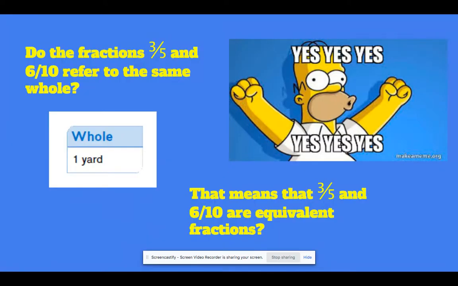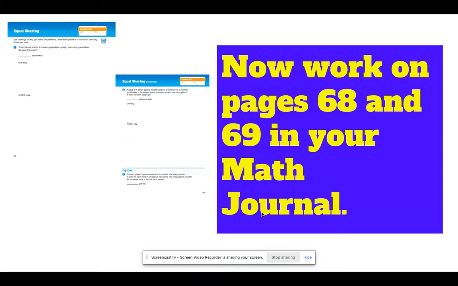There we go. So again, do the fractions 3/5 and 6/10 refer to the same whole? Yes, they do. They all refer to a yard. That means that 3/5 and 6/10 are equivalent fractions.